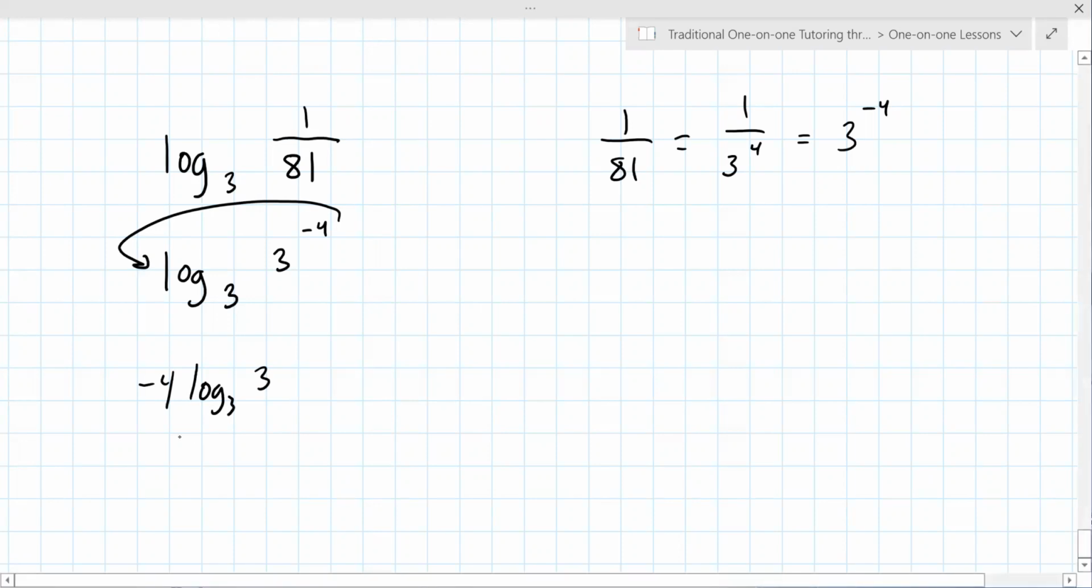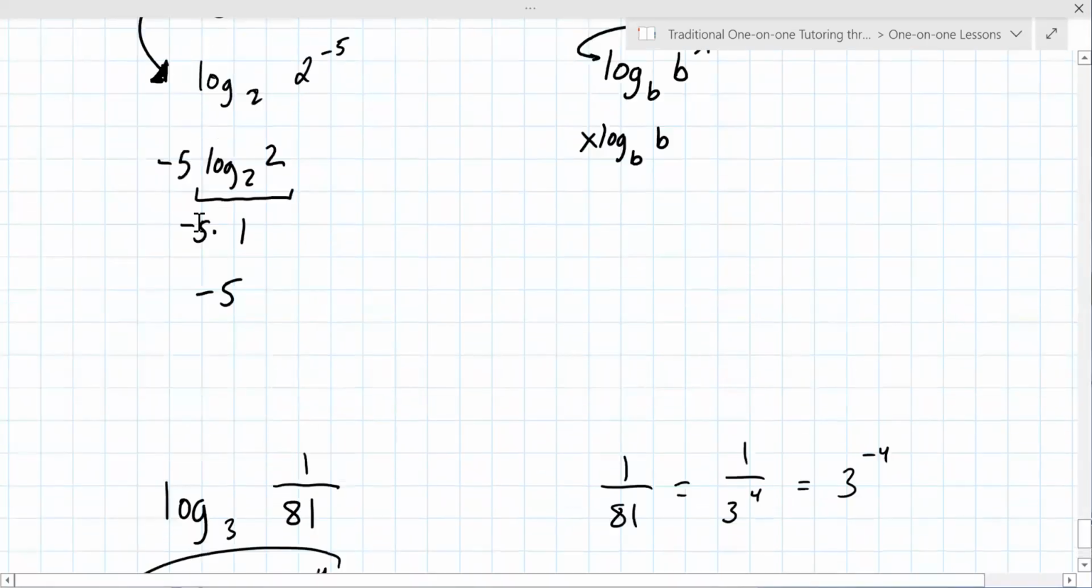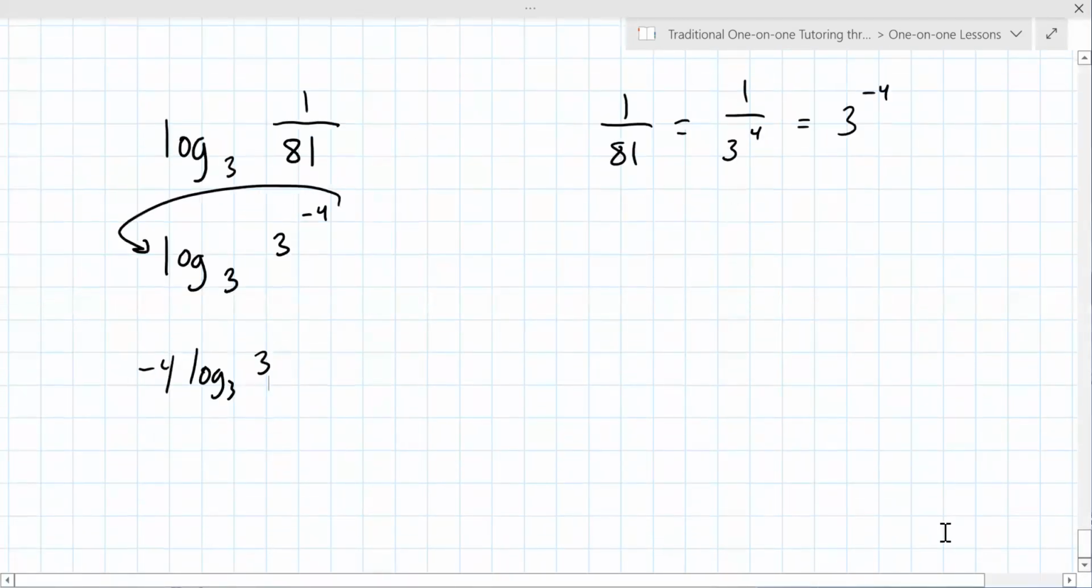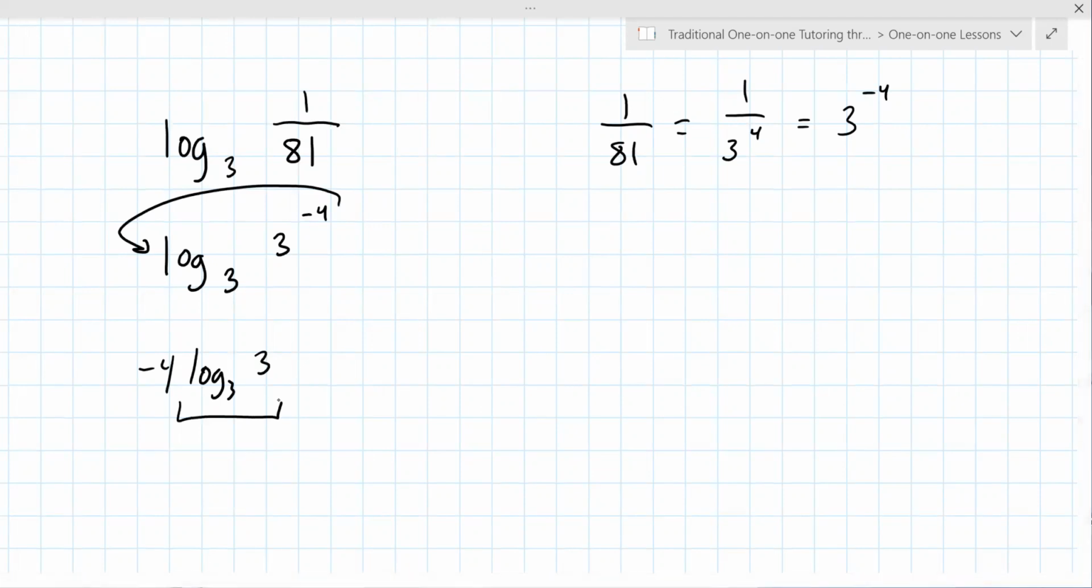No. So let's go back and look at the previous problem. See how our previous problem, we got it down to a single number. Oh, right. So whenever you have the log base b of b, it becomes 1. So the whole reason you're bringing that exponent out in front is because this right side reduces. Okay. So your final answer is just -4. Is that okay? Yes.